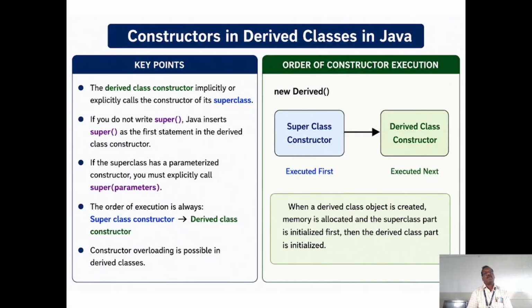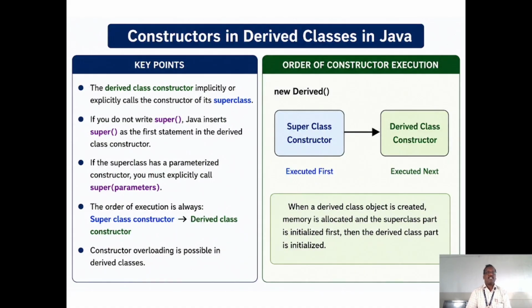For example, the derived class constructor implicitly or explicitly calls the constructor of its superclass. If you don't have any super call, Java will automatically insert that super call in the derived class. Super, in the sense that using the super keyword we can call the base class. Super is a keyword to access members of the base class. We already discussed this when we discussed the inheritance concept.